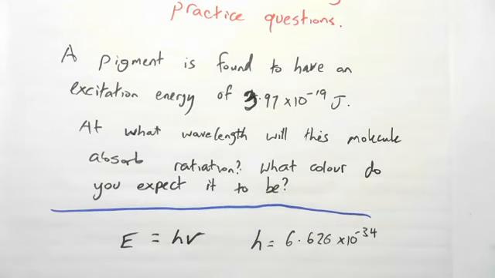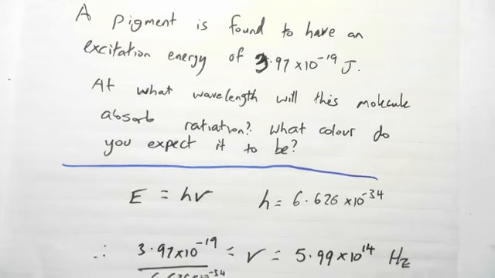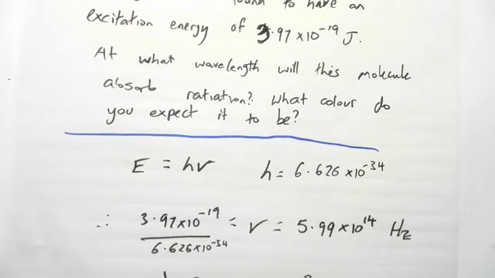So energy equals Planck's constant times the frequency. Planck's constant is 6.626 times 10 to the minus 34. So if you divide the energy, 3.97 times 10 to the minus 19 joules, by Planck's constant, that is equal to the frequency, which is denoted by the Greek letter nu, which looks like a V, and you get that's equal to 5.99 times 10 to the 14 hertz.